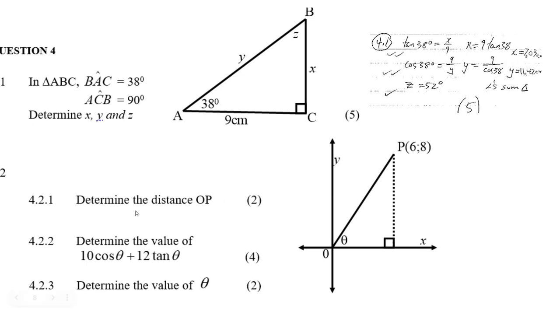Now let's try this one. Determine the distance OP. We've got this thing up here. That's 6, that's 8. Well, how would we do that? Oh, if that's 6 and 8, that's 6 along here and 8 up here. We can use Pythagoras. 6 squared plus 8 squared and take the square root.